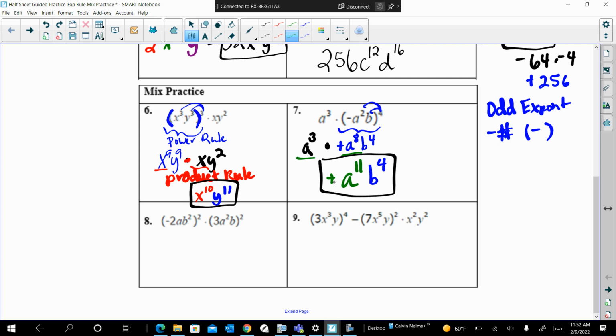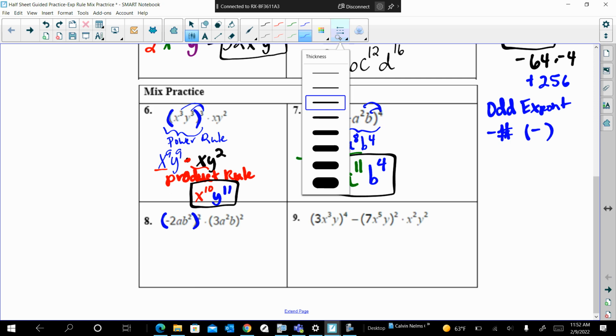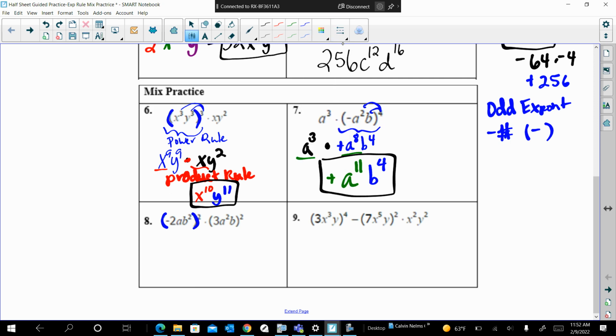All right, so on 8, we got 2 sets of parentheses. So I'm just going to do the first set first, basically. Just do the power rule to each term. This 2 on the outside is going to go to each part.